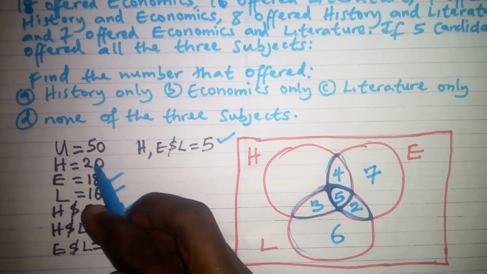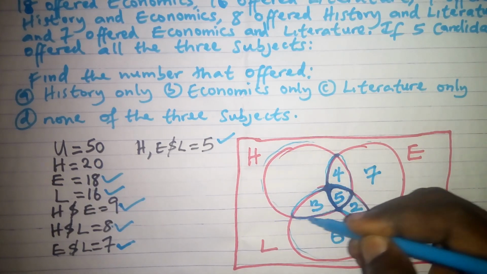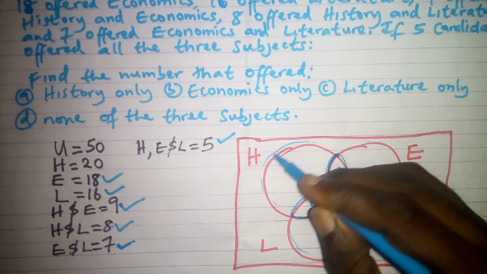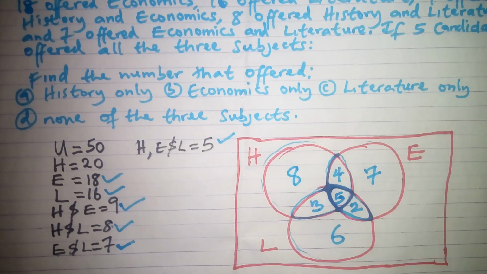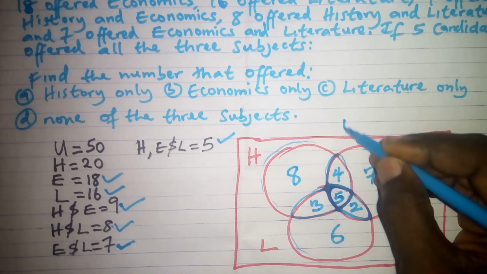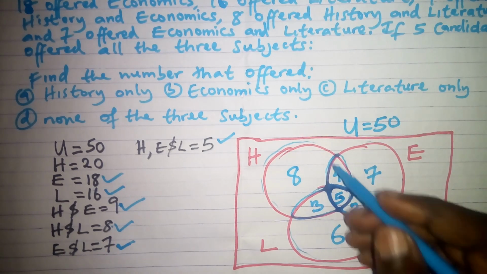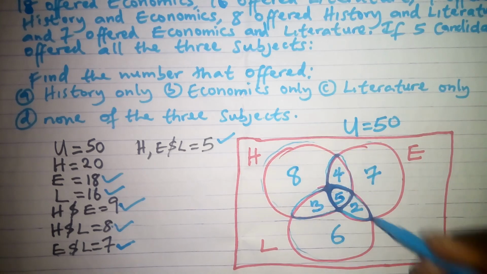Then the last one is history, 20. This is the whole of history here. It should be 20. I already have 4 plus 5, 9, 9 plus 3, I already have 12 inside, and it should be 20. So it's remaining 8 to make it 20. And of course, I'm putting my universal set here, which is 50. So I already have the right number of students inside each of the sets.